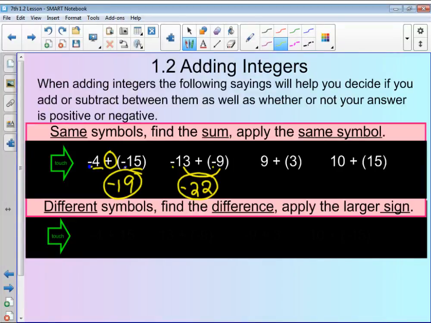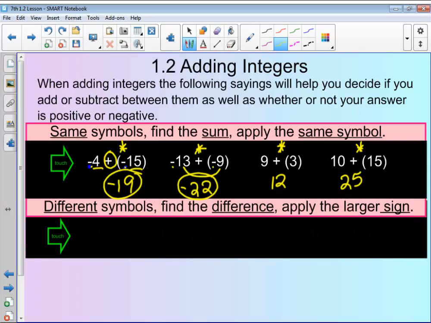Okay, how about the other two? Well, these two, you guys have been doing ones like these since you were probably clear back in 1st or 2nd grade, where you just get to work with just positive numbers. So 9 plus 3 is 12. Pretty basic, right? 10 plus 15 is 25. Okay, those are ones that you've worked with for a long time. These are the new ones that sometimes throw kids off. So if you use that saying, same symbol, find the sum, apply the same symbol, it should help you.